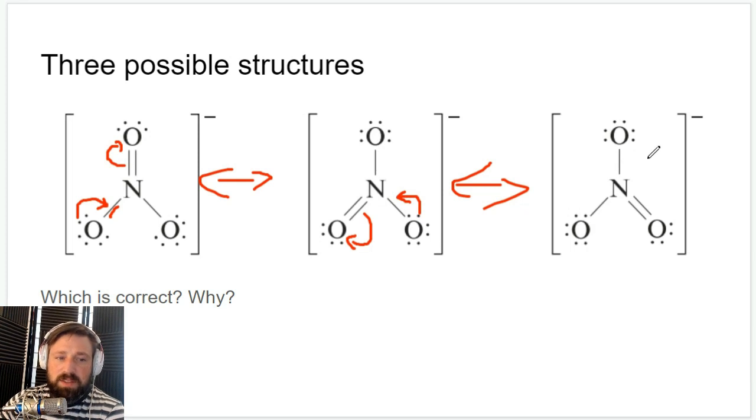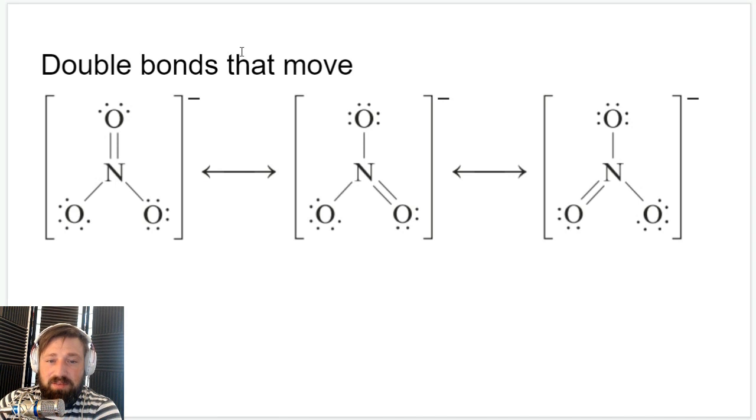These 3 different structures will just keep going back and forth. So this happens very, very quickly, and you can kind of think about it as this has part of the same properties as a double bond, and it partly has some properties of a single bond, because part of the time it is a single bond, and part of the time it is a double bond. So it's constantly flipping back and forth. So in this case, we have double bonds that move, and that's essentially what a resonance structure is.